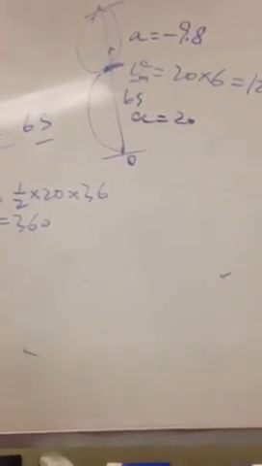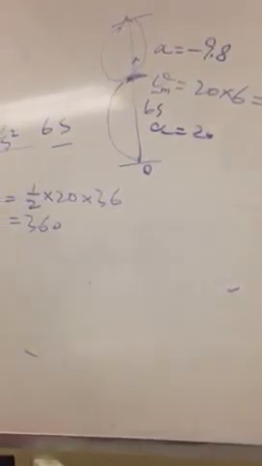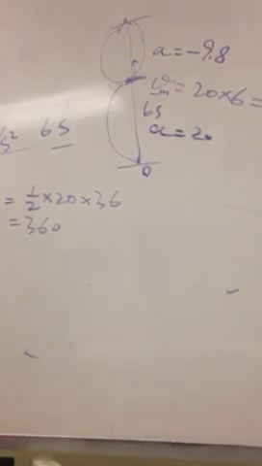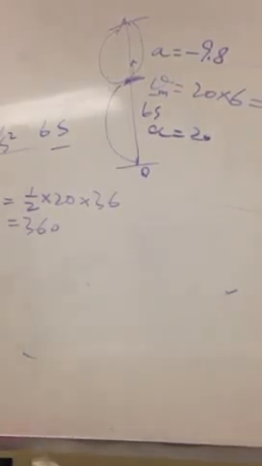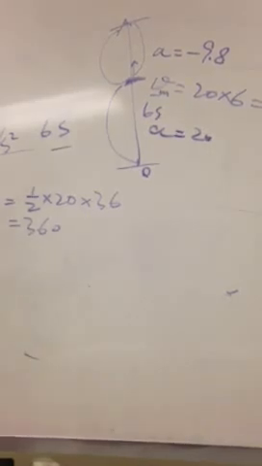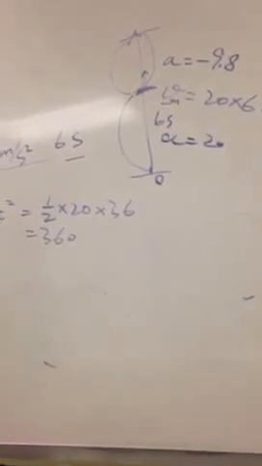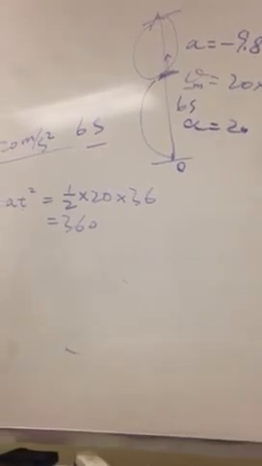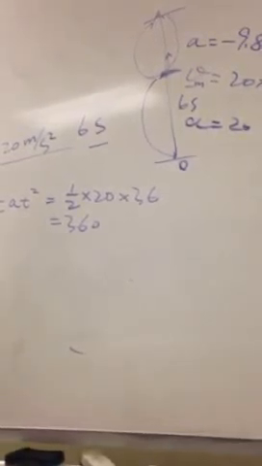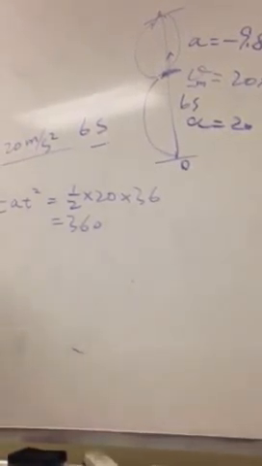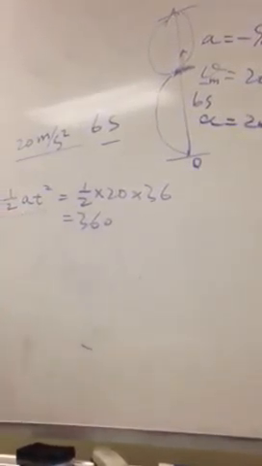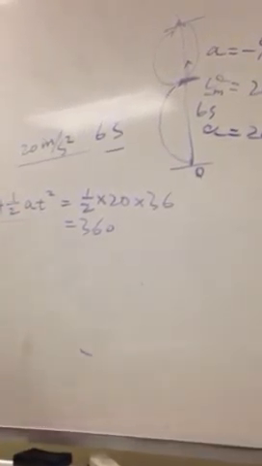How did you do that? Because the acceleration is 20 meters per second squared for 6 seconds. So in the end, the speed is going to be 120. But don't we use the formula? That's the distance, the height it traveled. But the speed here, so the distance is what?